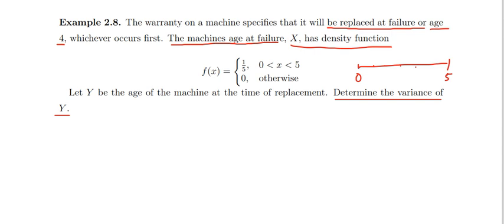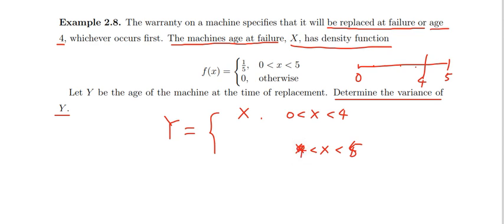So what is the replacement time? We can use this notation: replacement time y equals x when x is from 0 to 4, y equals x, right? When x is between 4 and 5, y equals 4. So at this time we replace.